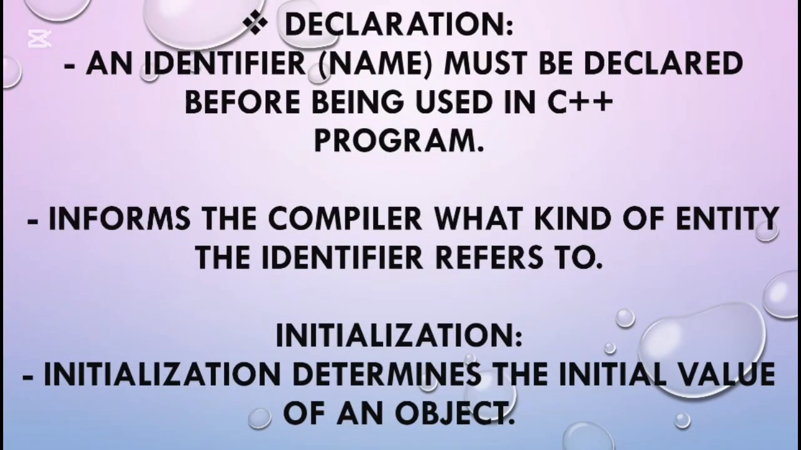Declaration. An identifier, which is the name, must be declared before being used in a C++ program. It informs the compiler what kind of entity that identifier refers to, and the initialization determines the initial value of an object. So when you don't declare or initialize, your code cannot run.